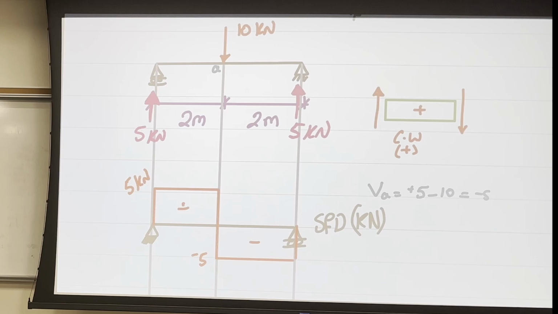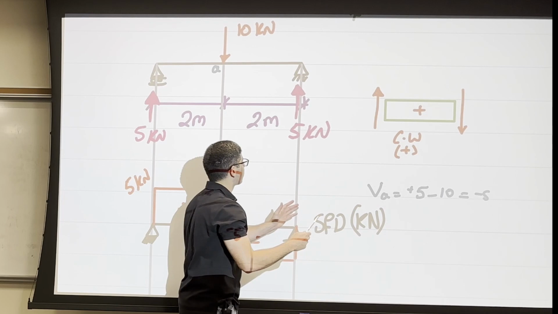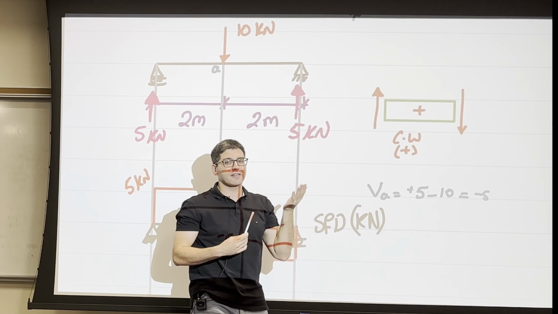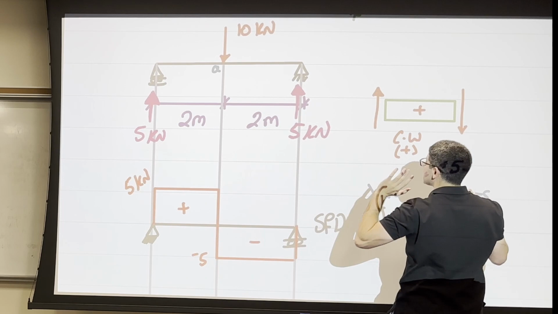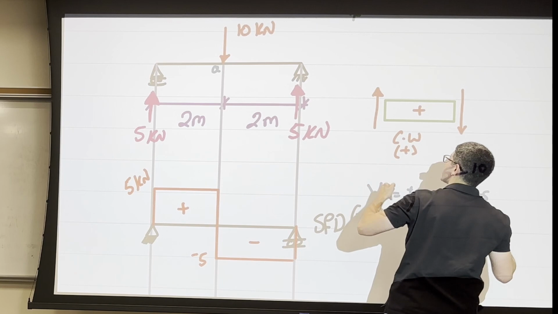Negative, positive. So some of you might ask, what if I started from the right side? From the right side, the rule that anything goes up is positive, anything goes down is negative doesn't work, because now I'm working from here. So from here, anything goes down should be positive, not anything goes up. That's why it's easy to start from the left. Your mind is programmed that anything goes up is positive, anything goes down is negative. But if you work from the right side, anything goes down is positive.